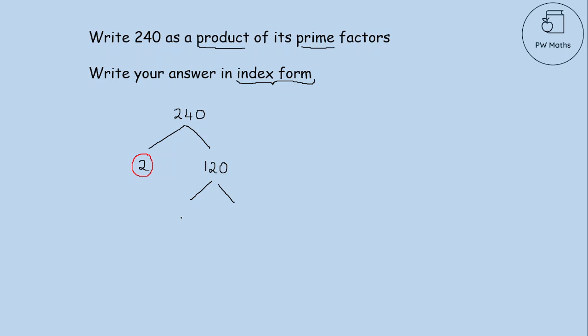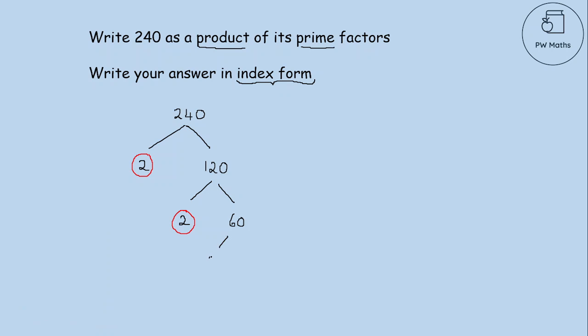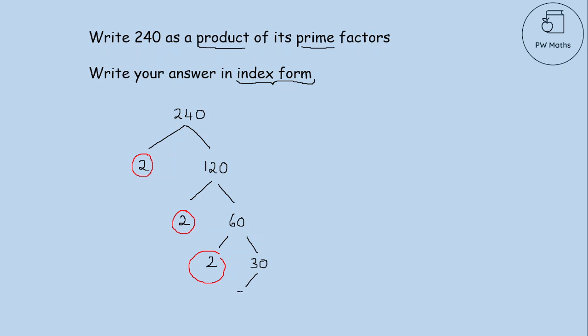I'm going to halve it again, so 2 times 60 gives me 120. Having a little look, yeah, I can see that 2 is indeed a prime number, so I'm just going to circle that. And 60, no, definitely lots of stuff that goes into 60, so we're going to go again. 2 times 30, having a look at that, yeah, 2 is a prime number, so I'm going to give that a quick circle. 30, no, I can keep going, can't I? 2 times 15, 2 being prime.